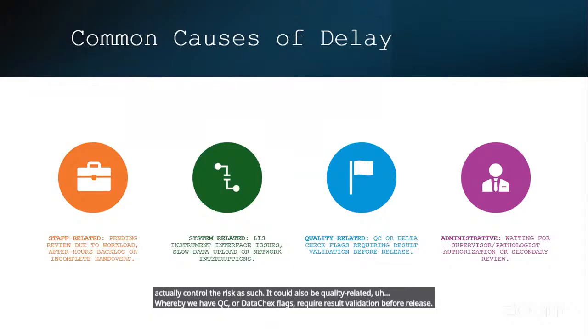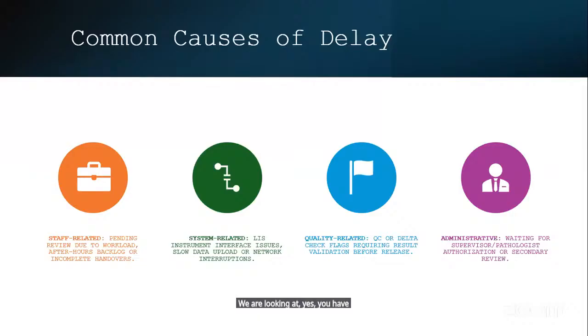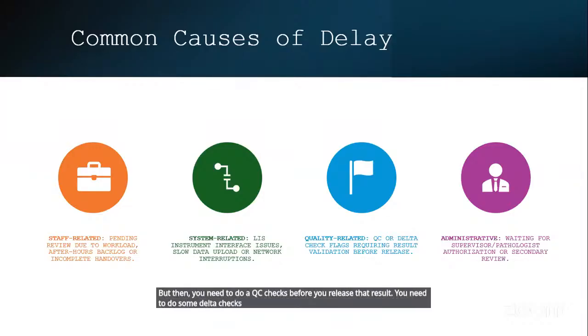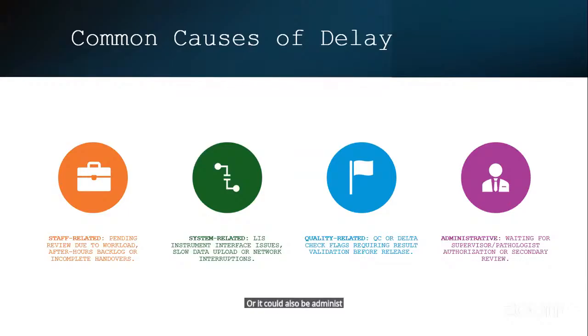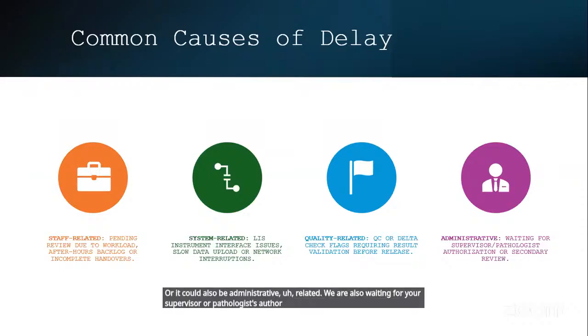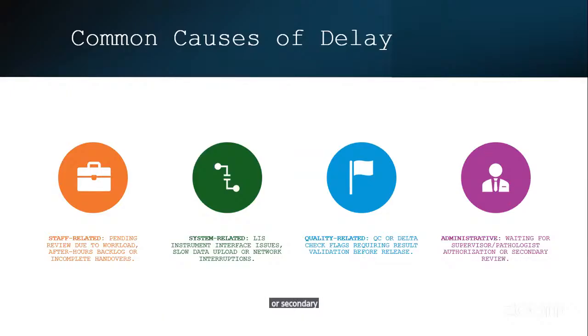We are looking at, yes, you have uploaded your results, but then you need to do QC checks before you release that result. You need to do some data checks, flags requiring that, yes, this result, you have produced it, but it has to be validated before it's released. Or it could also be administrative related. You are also waiting for your supervisor or pathologist authorization or secondary review before that result is actually given out.